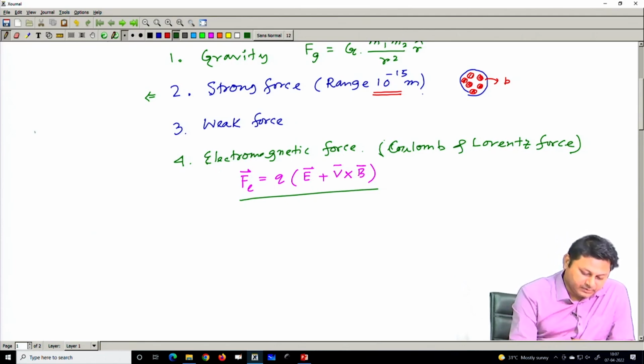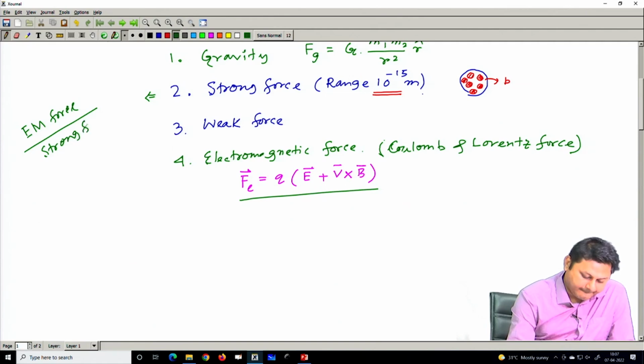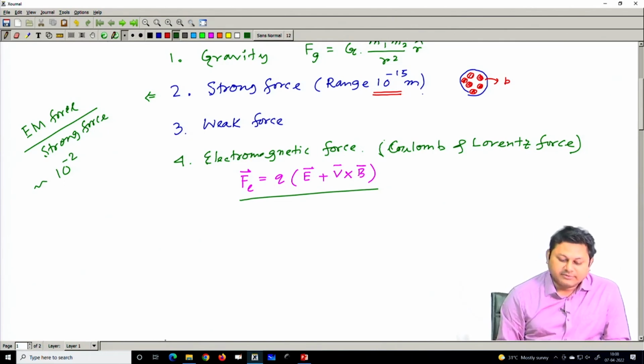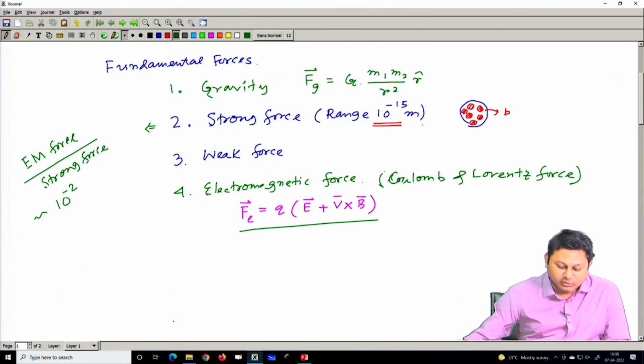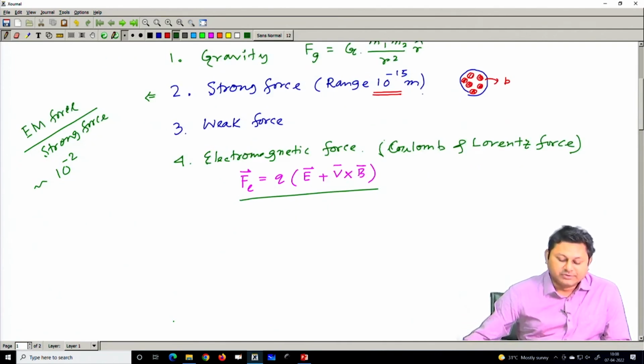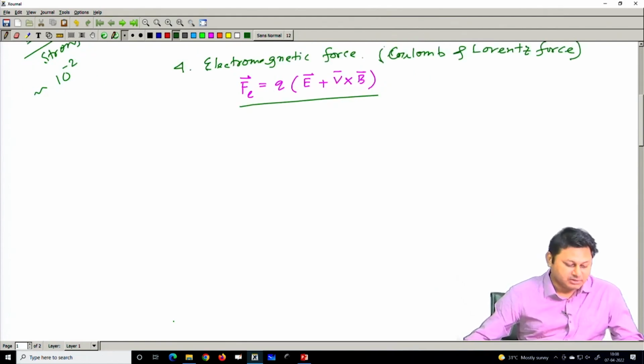So, the EM force divided by the strong force is of the order of 10 to the power minus 2, two orders less. On the other hand, if we compare the gravitational force with the electromagnetic force, the ratio of gravitational force divided by electromagnetic force should be of the order of 10 to the power minus 39. So, the gravitational force compared to the electromagnetic force is very weak, and we need to understand that.